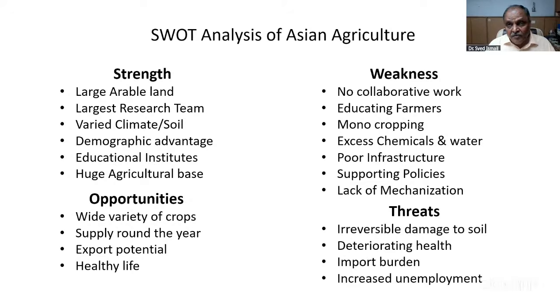We have a large number of educational institutions in Asia, especially in India. We also have a huge agricultural base, which means a lot of people are dependent on agriculture. What are our weaknesses? We work in silos. We will see that in the next slide. I mean, we work independently. Agronomists work independently. Soil scientists work independently. And like you told, seed technologists work altogether differently. You can see it yourself when you go there.